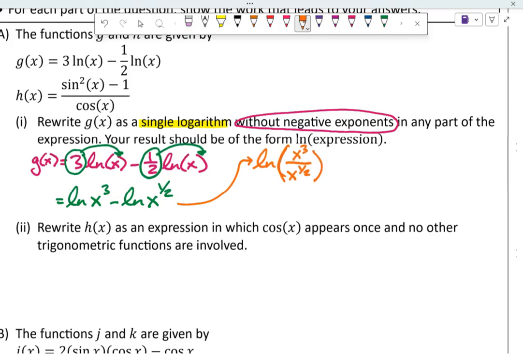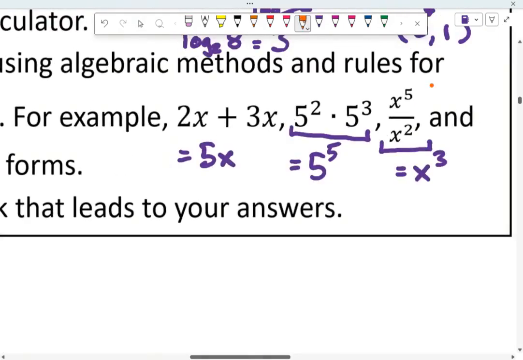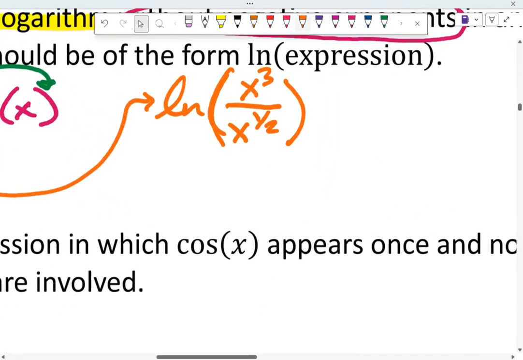Now, I have to be very careful in what we have here. It says our result should be in the form natural log and an expression. Do we have that? Natural log and then an expression inside. Yes, but let's go back to our directions. What did it say right here that we have to do? We have to simplify if possible. Can I simplify those? Most definitely. How would I simplify that? I heard somebody say it, but what would we do? What do I do with the 3 and the 1/2?